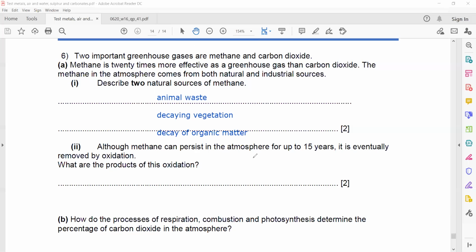Although methane can persist in the atmosphere for up to 15 years, it is eventually removed by oxidation. Oxidation means addition of oxygen, or reacting with oxygen. If methane reacts with oxygen, it will form carbon dioxide and water vapor. Carbon reacts with oxygen to form carbon dioxide, and hydrogen reacts with oxygen to form water. So the products will be water and carbon dioxide.